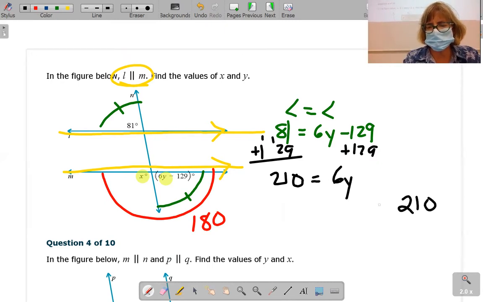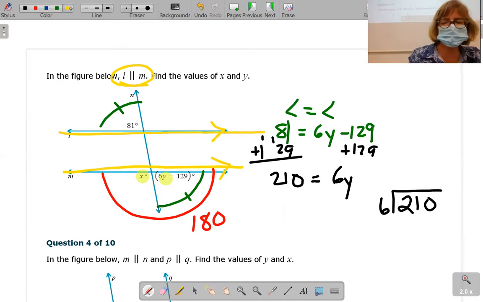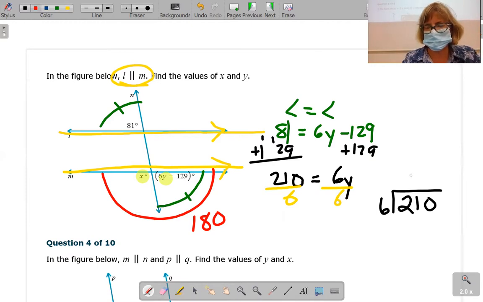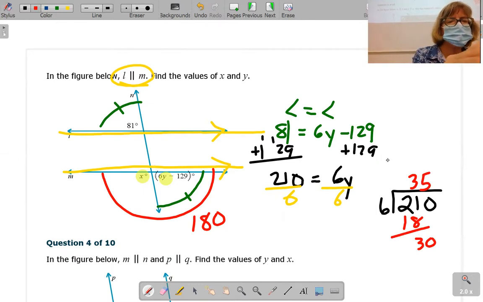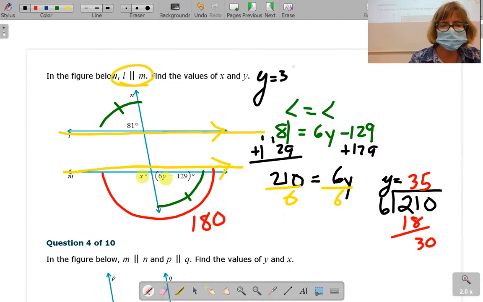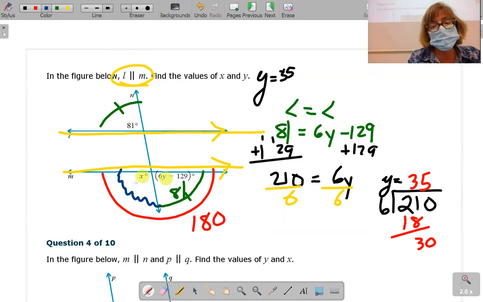So we have 210, divided by 6, of course. And we find that our y is 35. So y is 35. 81. And then to solve for x, of course, you simply subtract from 180, so that's going to make this 99.